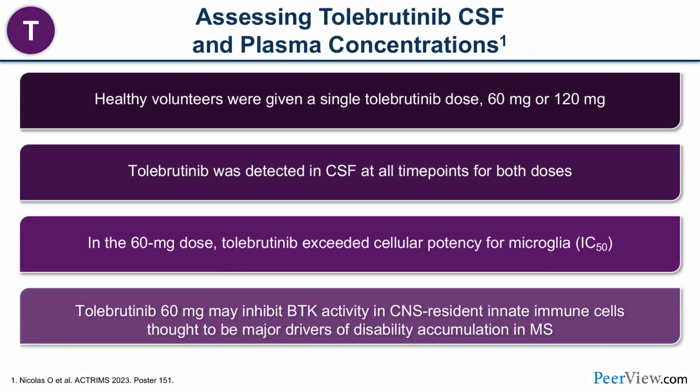Okay, just a note, there is an abstract being presented here at ACTRIMS looking at Tolebrutinib and CSF and plasma concentrations. And I thought this abstract was worth highlighting because this looked at healthy volunteers who were given a single dose of Tolebrutinib at 60 or 120 milligrams. And Tolebrutinib was detected in the CSF at all time points for both doses. So these were evaluated at 1, 2, and 4 hours. And in the 60 milligram dose, Tolebrutinib exceeded its cellular potency for microglia. So it's IC50. So this is reassuring because it shows that Tolebrutinib clearly has CSF penetration and that it achieves a concentration that is relevant to affecting microglia.